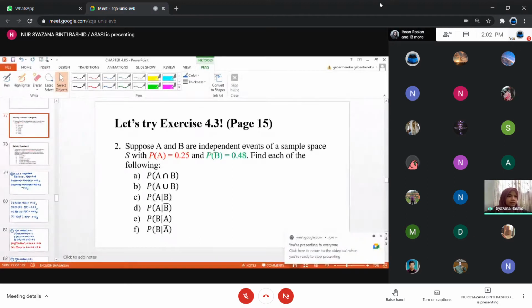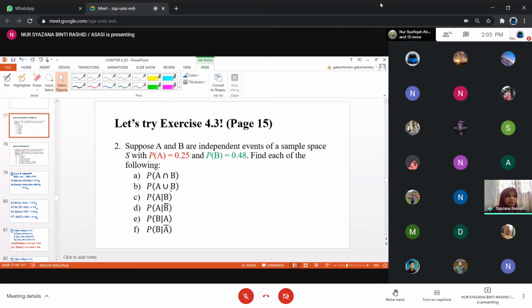Okay. So we start with question 2. This question asks us to find the probability of compound events. So we have intersection, union, and also conditional probability here. The information given here is: suppose A and B are independent events. This is a very important statement. A and B are independent events, and the probability of A is 0.25 and the probability of B is 0.48.